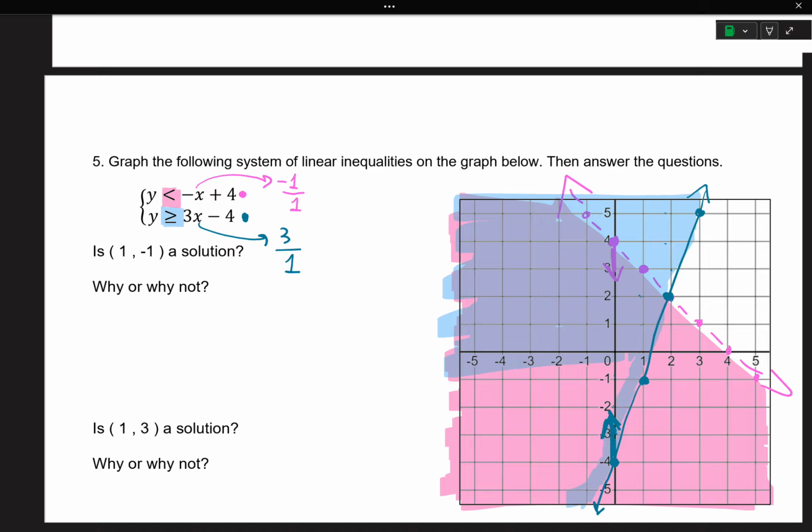So the overlapping part should look kind of purplish to you, I hope. It looks purplish to me. Our solutions are allowed to exist where our colors overlap. So that's why I think it's good to use at least one other color while doing this. And our solutions are allowed to exist on a solid line that borders the shaded area.